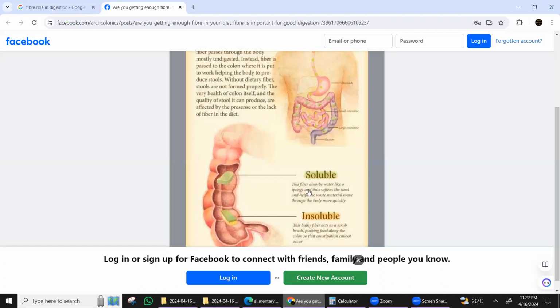You can see the fiber, the bulk fiber, how it helps the muscles of the alimentary canal to push this food because it provides roughage to the food and avoid constipation.